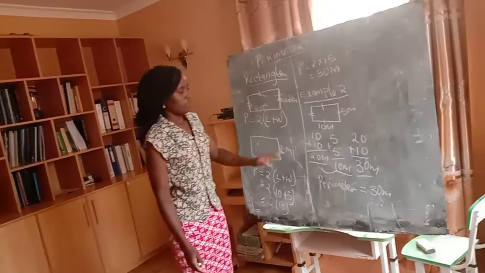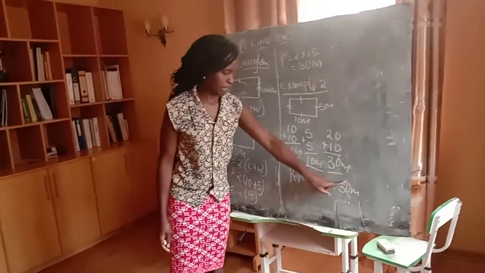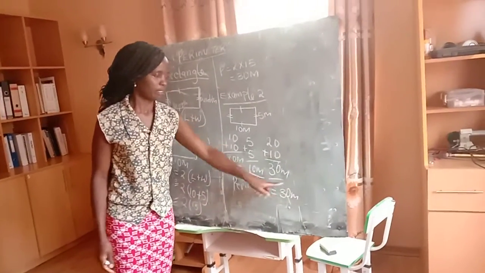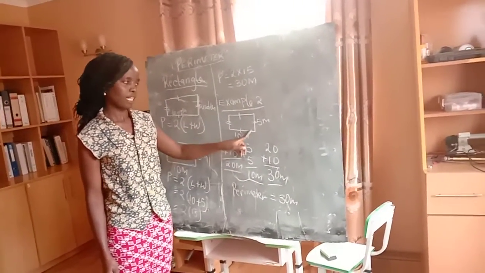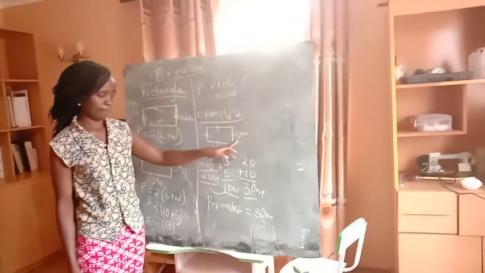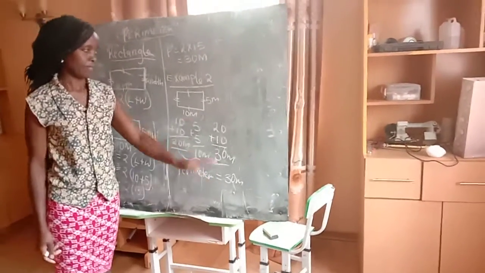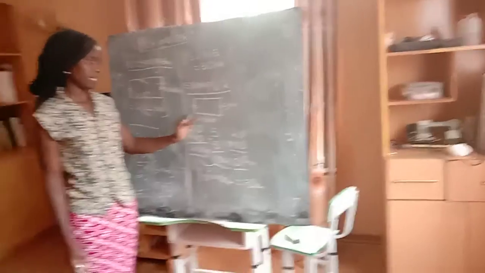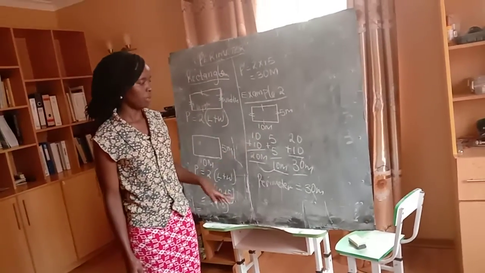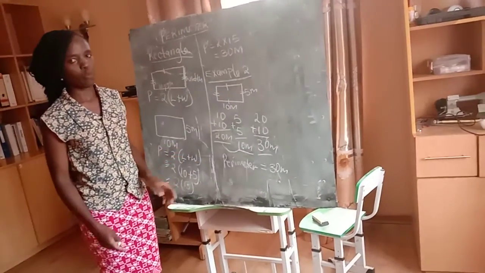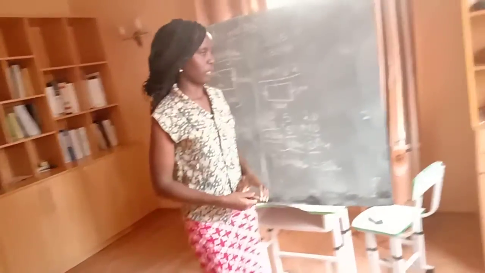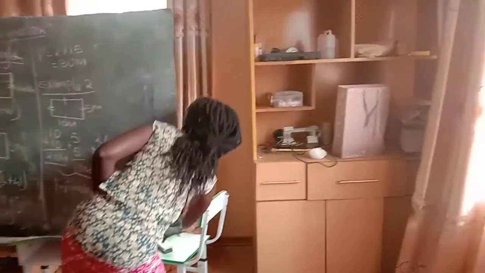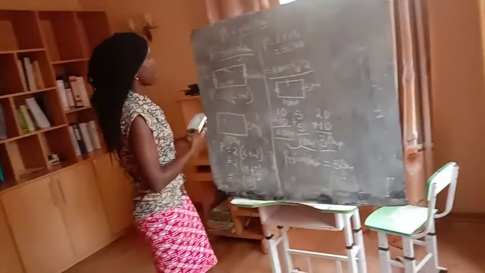Then, sometimes they can give you the perimeter. They give you the perimeter. They give you the length. They tell you to get the width. Or they give you the perimeter, they give you the width, and then they ask you to get the length. So let's find out how to get one side when we are given the perimeter and the measure of one side.